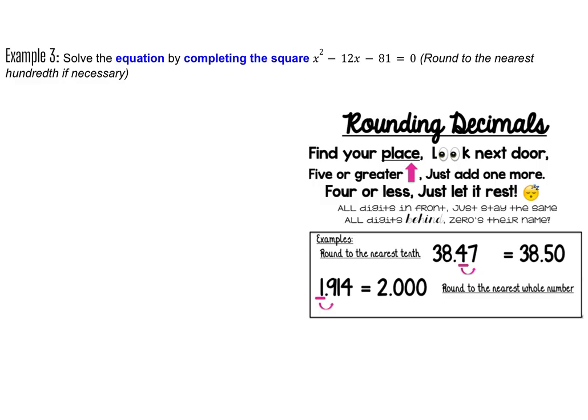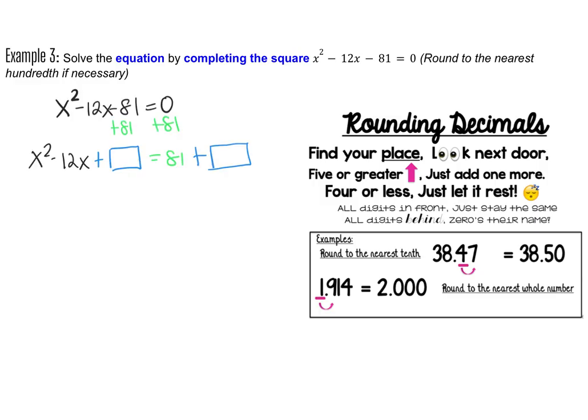I'm going to set this up by moving 81 to the right side so that I can find the number to complete the square. So I moved my number 81 to the right side, and I created a space to find the number that I'm going to complete the square with. Because my b term is 12, half of 12 is 6, and 6 squared is 36. So I know that I need to add 36 to both sides.